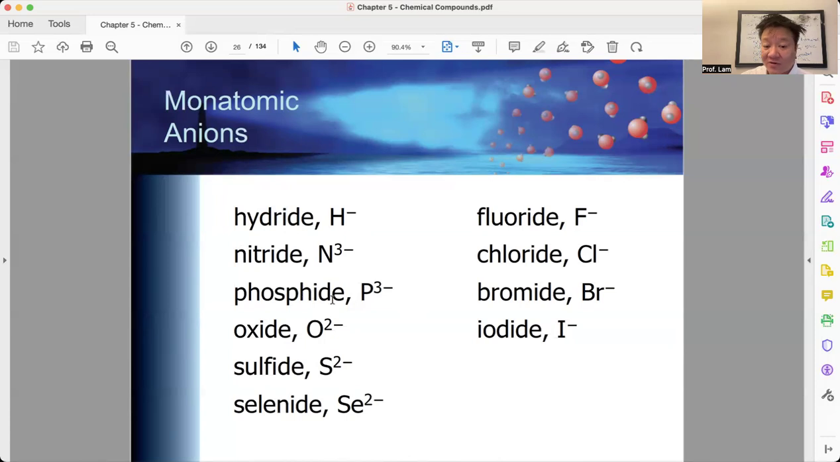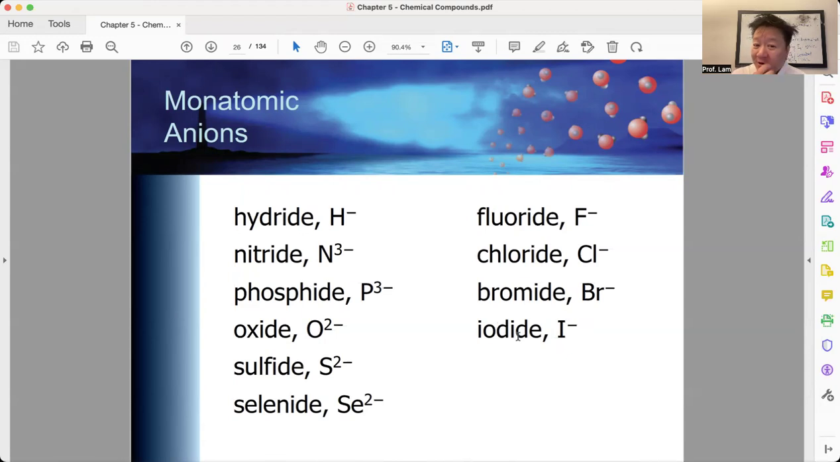Phosphorus becomes phosphide, oxygen becomes oxide, sulfur becomes sulfide, selenium becomes selenide, fluorine becomes fluoride, chlorine becomes chloride, bromine becomes bromide, and iodine becomes iodide, right? So again, monatomic anions always end in IDE. You should know this. And once you know the pattern, you can come up with others too.